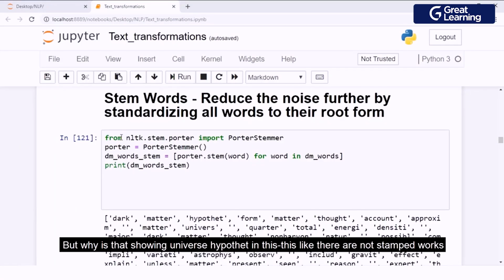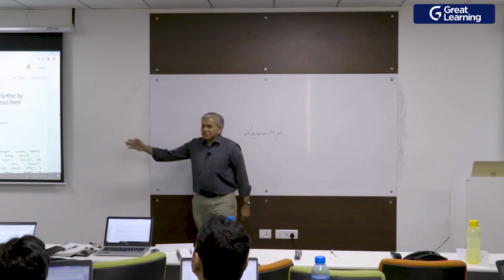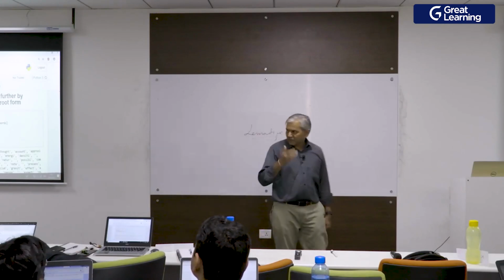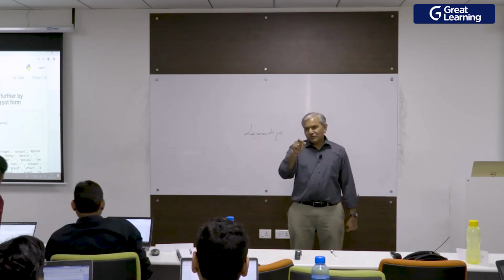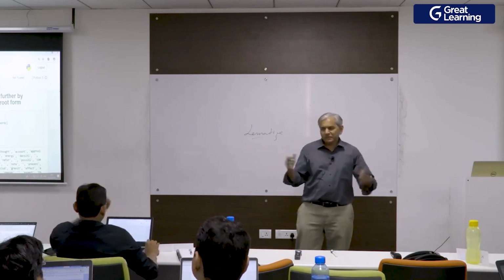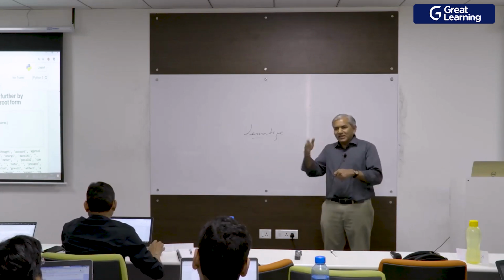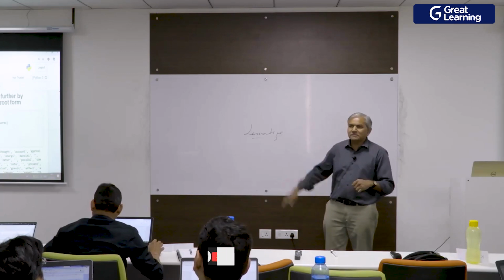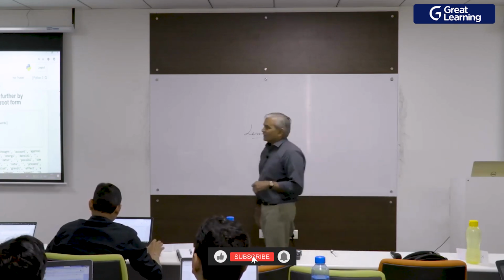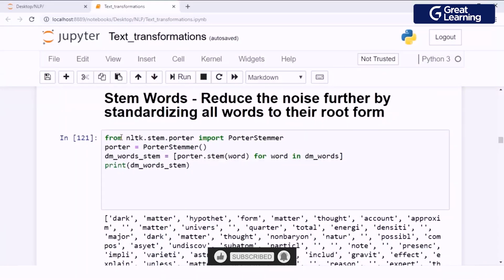Why is it showing universe, hypothesis in this? Just like they are not the stem words. It uses a rule where, if the suffix is es or ies and so on and so forth, it replaces it with a space. That rule is followed by the Porter stemmer, the algorithm.